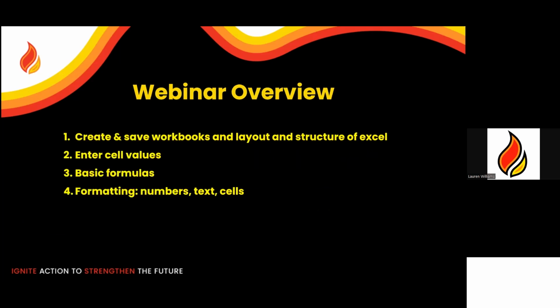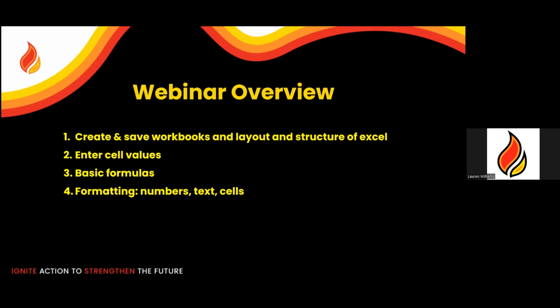So, overview of what we're going to learn today. We're going to create and save workbooks, and we're going to look at the layout and the structure of Excel. So we're going to look at the ribbons and the groups on the top. We're going to enter information into cells, and we're going to create a small little table. We are going to work with 2 basic formulas, and like I said, very basic, mostly multiplication. And we're going to format some cells. So we're going to format number cells, we're going to format text cells, and we're going to create a small little chart.